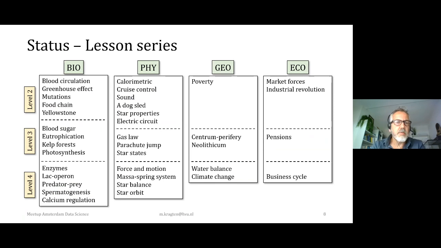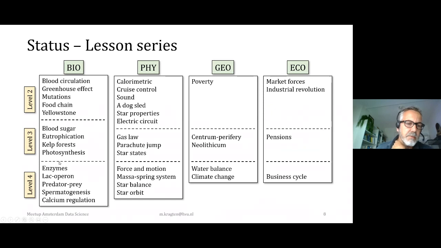So I just presented a level 2 model, but we've got a lot more lesson series created with this software. On level 2 for biology, we've also got something about blood circulation, or something about a food chain, and for physics, about sound or properties of a star or electric circuits, and geography and economy. We also got some models, fewer, but we're also making new ones still, so we're getting more of those.